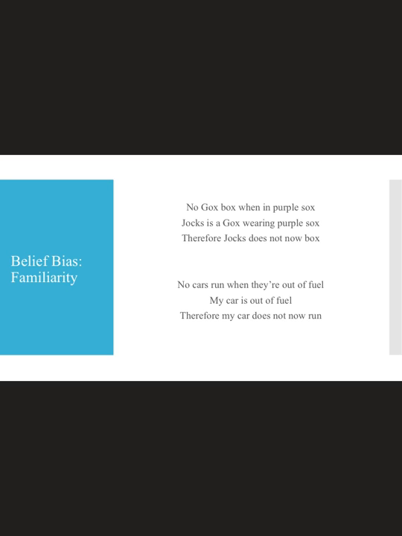The top, I'm going to mispronounce this word. I do it every time. I have to write it in my notes so that I remember what it is. Syllogism, the A plus B equals C, right? Doesn't make sense because we don't know what a Gox is. But the bottom one does because we understand the concepts of cars running on fuel, right? So belief bias: we are going to reaffirm certain beliefs if we understand what's being said, or we're going to discredit certain beliefs if we don't understand what's being said.